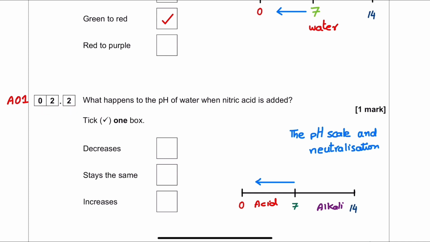2.2 is a year 1 question. What happens to the pH of water when nitric acid is added? The pH of the water is 7. When nitric acid is added, the pH scale is showing that it is an acidic solution and the pH is decreasing from 7 towards 0. So the pH of the solution will decrease.